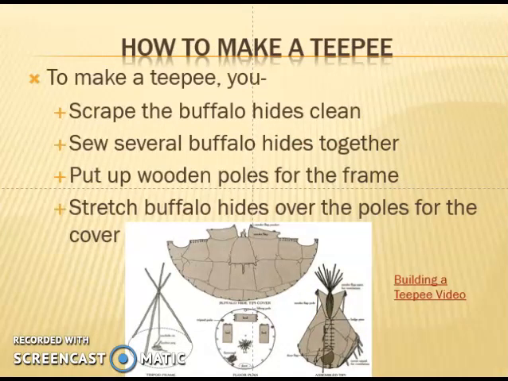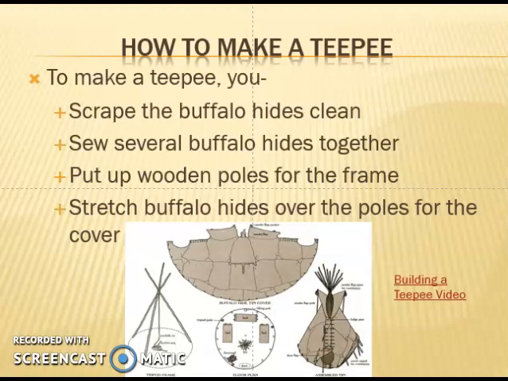I bet you want to know how to make a teepee. Well, to make a teepee, you have to scrape the buffalo hides clean. That means you scrape off all the membranes in the fur and let it dry, just like we did with the deerskin.